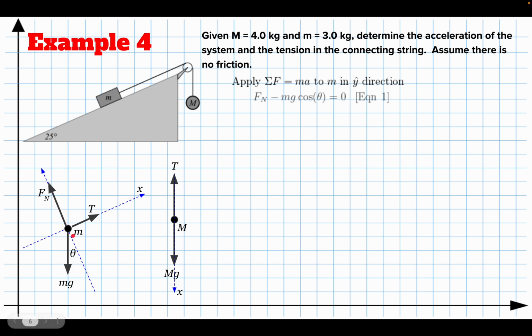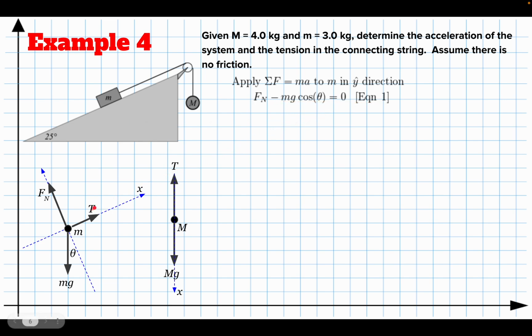And that's going to tell us that the normal force minus the component of gravity that's going in this direction, so that's mg cosine theta, has got to equal 0, because this system does not accelerate in the y direction. Remember, the y direction is perpendicular to the plane. So it does not accelerate. So there's equation 1.